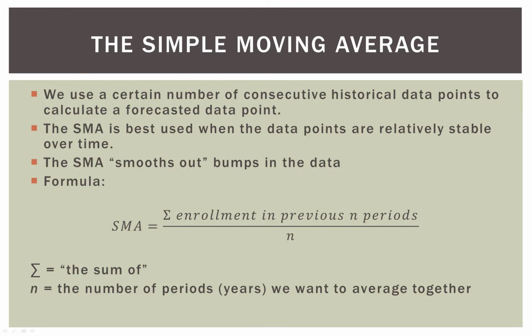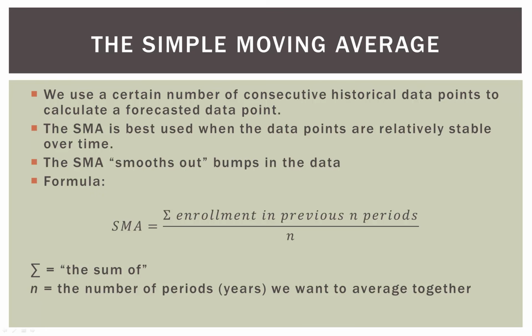So on the top of our fraction we have the sum of the enrollments in previous n periods. And all the n means is the number of years or periods we want to average together. So if we wanted to do 3 years, which we're going to do in this example, that just means, okay, add together the enrollment for the previous 3 years. That's all the top of that fraction means.